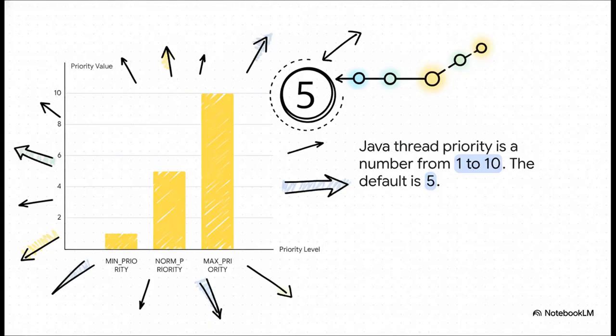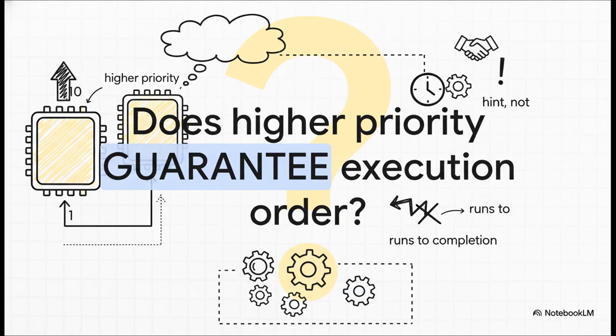And in Java, we give this hint with a simple number from 1 to 10. By default, every new thread you create starts out right in the middle at 5, which is NORM_PRIORITY. Fun fact, a new thread just inherits whatever priority its parent thread had, unless you go in and change it yourself. Okay, so this brings us back to that very first question, the big one.